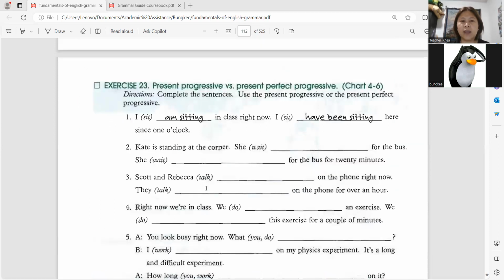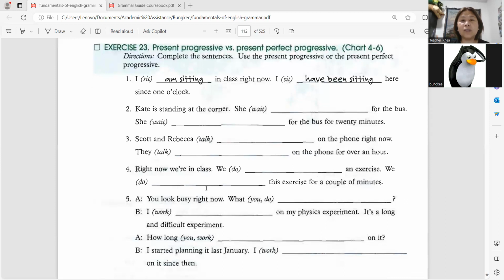Okay. So let us use the present progressive or the present perfect progressive in these sentences. For example, I am sitting in class right now. So there is a time, right now you are sitting. I am sitting. So I have been sitting. This is present progressive and present perfect progressive. I have been sitting here since 1 o'clock. So there is a duration, the length of time, when it started.